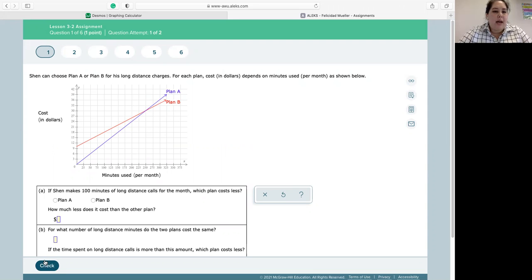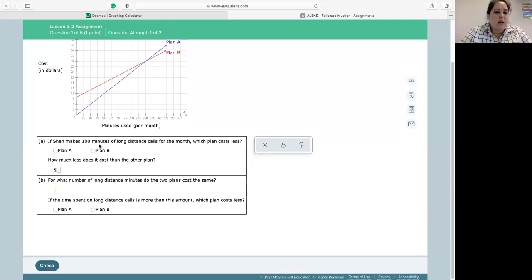So here we have Shin can choose plan A or B in his long distance charges. For each plan, the cost in dollars depends on minutes used per month as shown below. So if we look here, it says Shin makes 100 minutes of long distance calls for the month. Which plan would cost less? So I'm going to go over here at 100, and whichever one I hit first is going to be the cheaper one. And so it's blue, so that would be plan A. And in blue, it's at $12.